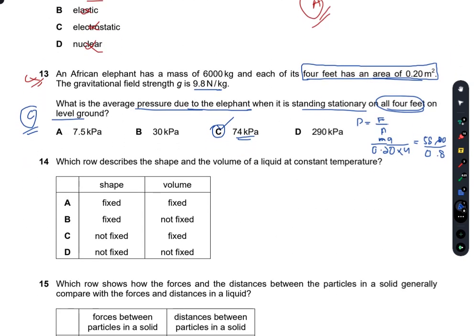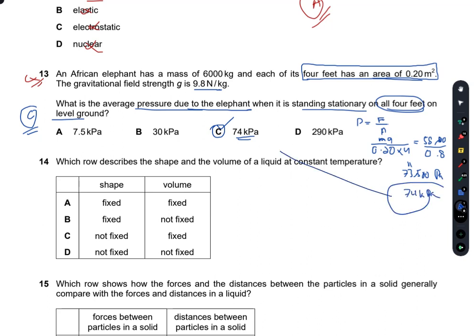Question number 14, which row describes the shape and volume of a liquid at constant temperature? So at constant temperature, what will happen here? This is equal to 73500 pascal, so this will be equal to 74 kilopascal approximately.